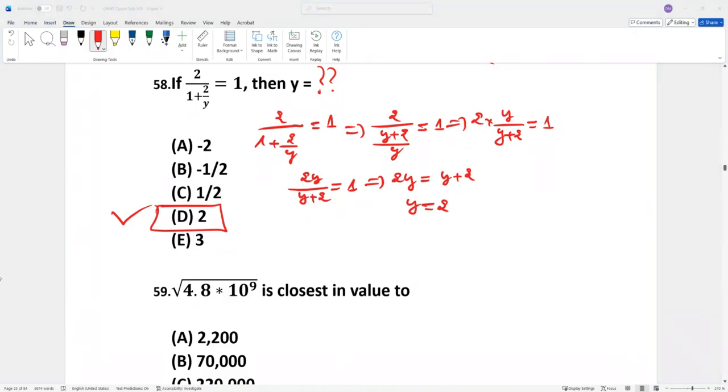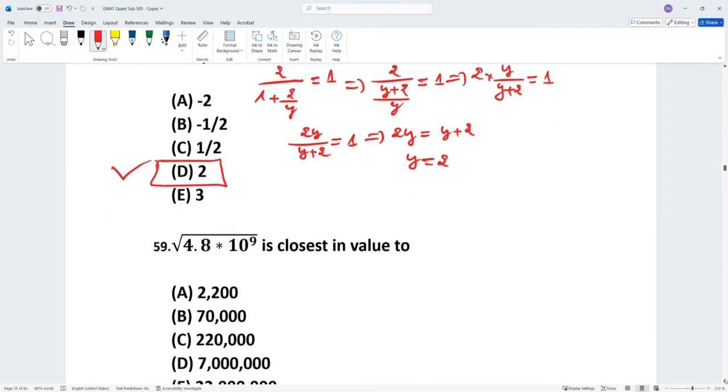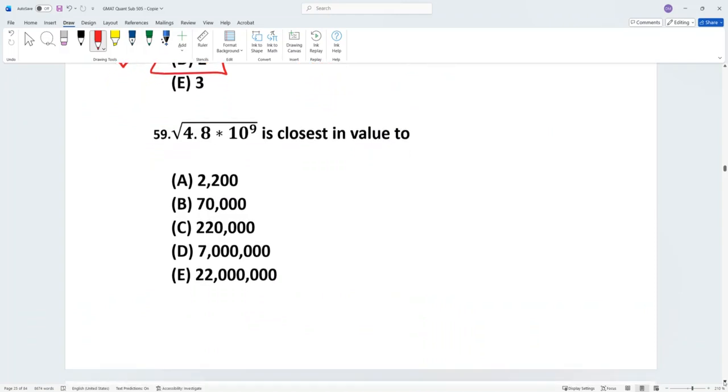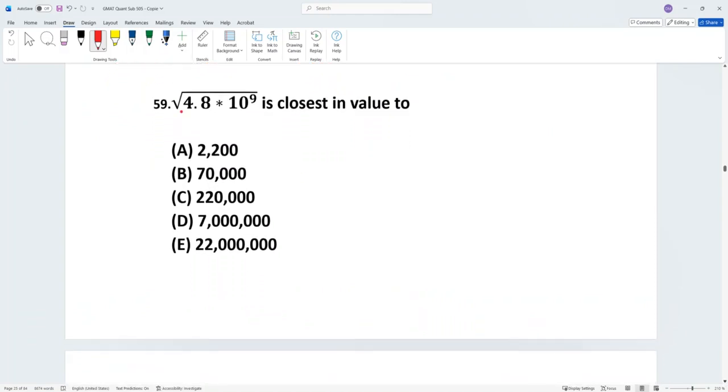So let's take the last but one question. Okay, so here it says question 59. Square root of 4.8 times 10 to the power 9 is closest in value to which one of the answer choices here? So it's closest in value. We are not looking for the exact value.